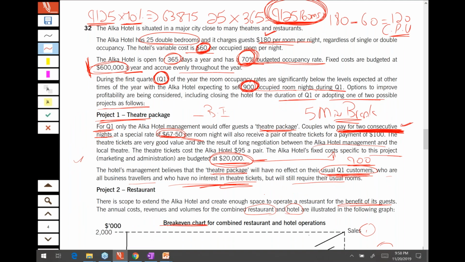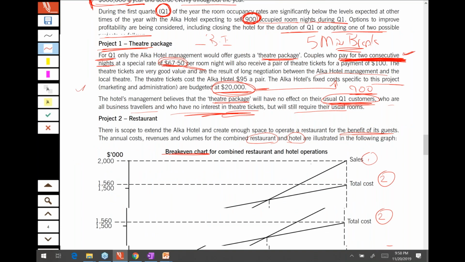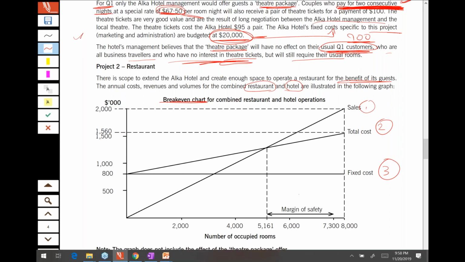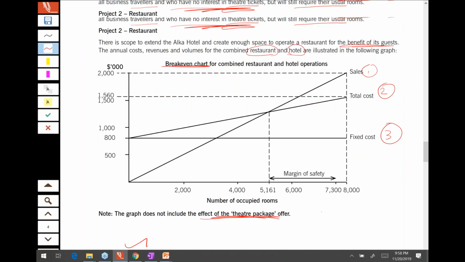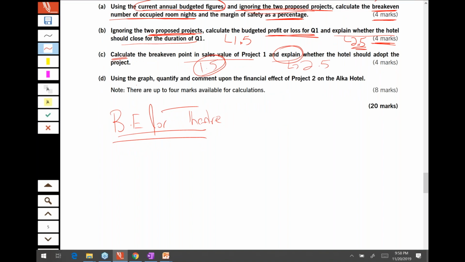Okay. Now, one more part for you to solve. Certain things I'm telling you here, and then you have to draft yourself. Using the graph, quantify and comment upon the financial effect of project 2 on the ACCA Hotel. 8 marks: 4 marks for calculation, 4 marks for theory.